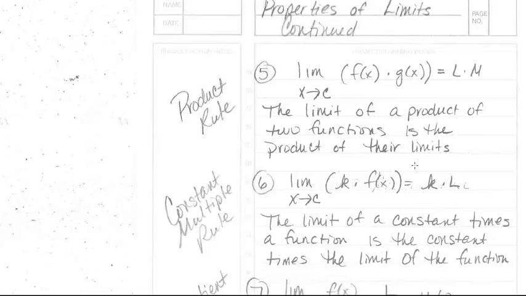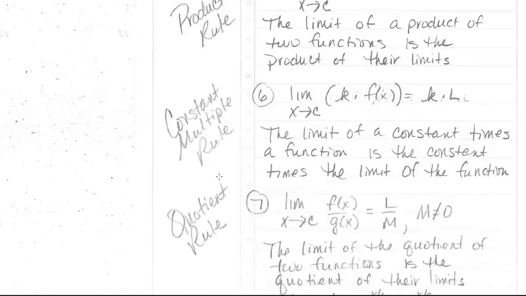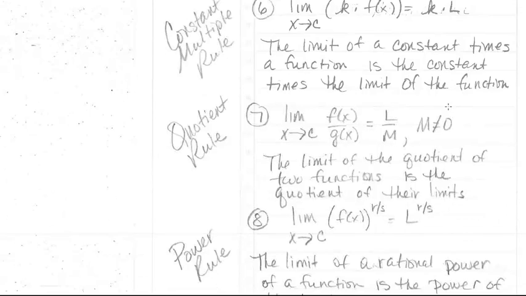Constant multiple rule. This one comes in handy quite a bit, especially when we're finding derivatives, because we can always take a constant out. So for example, if I have a constant in front of a function, I can take that out before I find the limit of that function. This will apply in derivatives too, so keep this in mind. And the limit as that approaches will be that constant times the limit. So we can factor it out before we find the limit, put it back in. That's basically what that says. The limit of a constant times a function is the constant times the limit of the function. These are fun to say sometimes, right? Wrong.